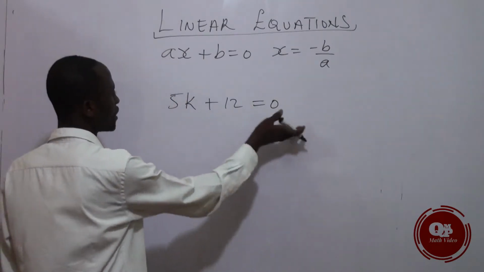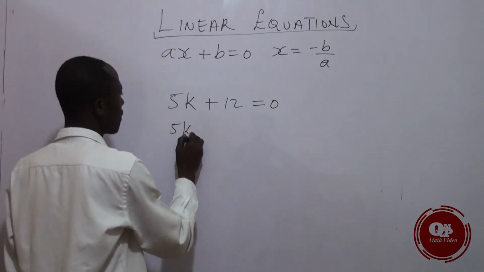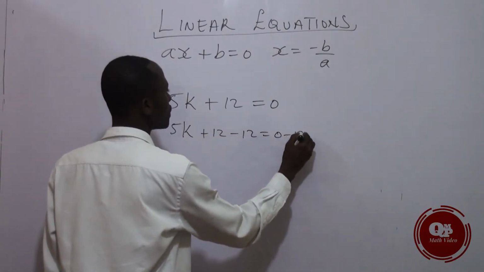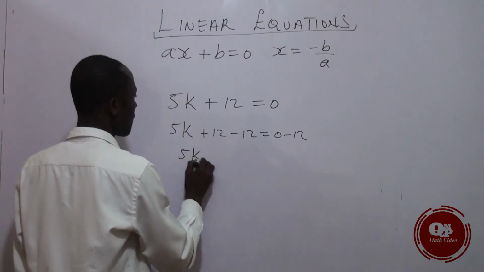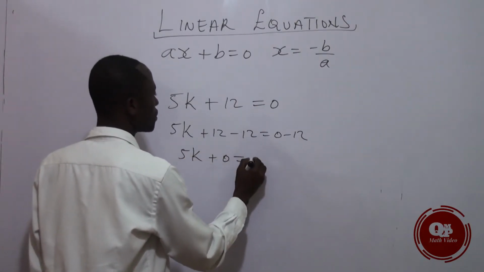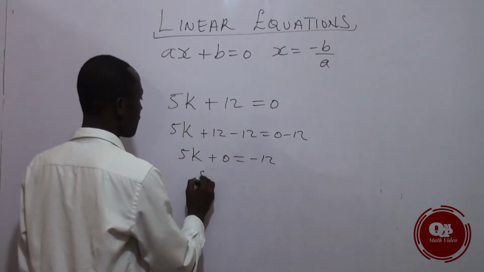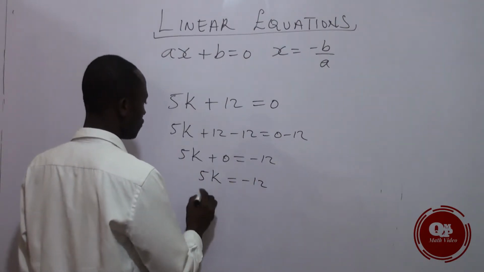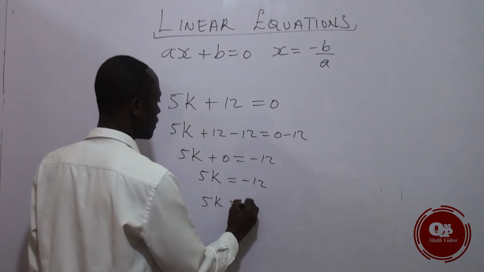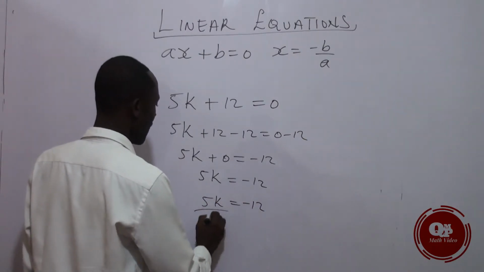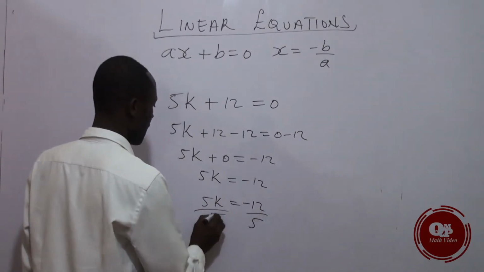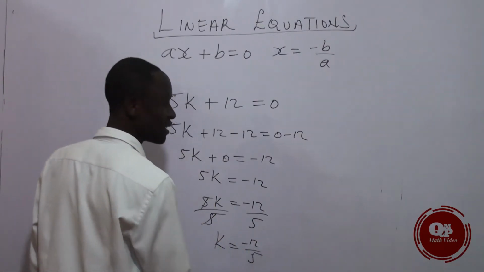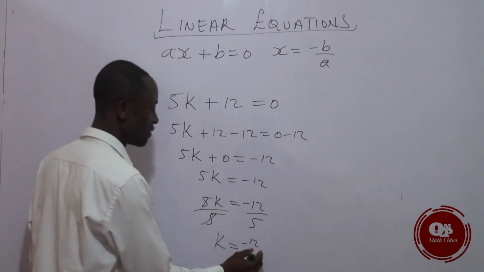Yes. So by the transposition, we have 5k plus 12 minus 12 is equal to 0 minus 12. So now we have 5k plus 0 is equal to negative 12. So now we have 5k is equal to negative 12. Divide through by 5. So now we have k is equal to negative 12 out of what? 5. Yes, because 5 cannot divide out 12.